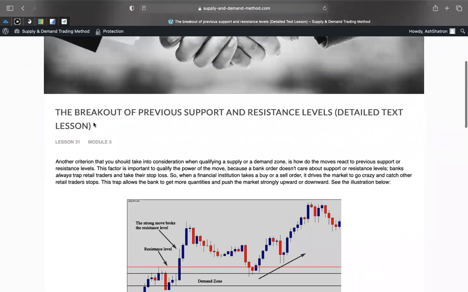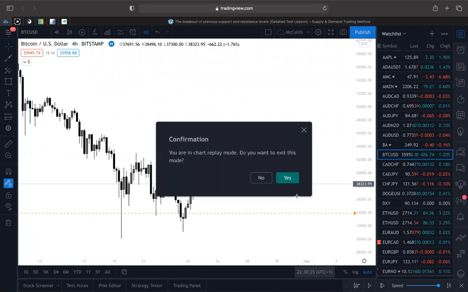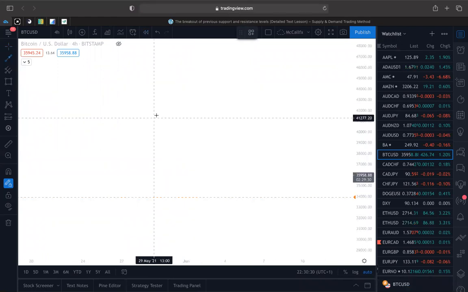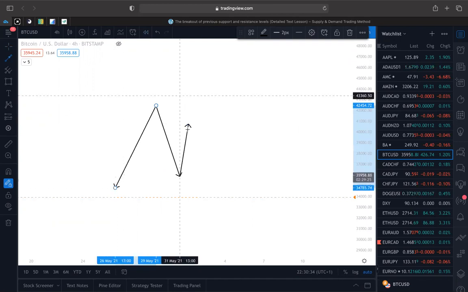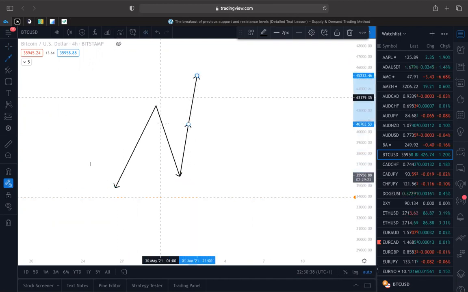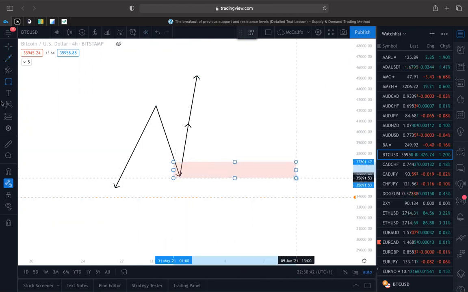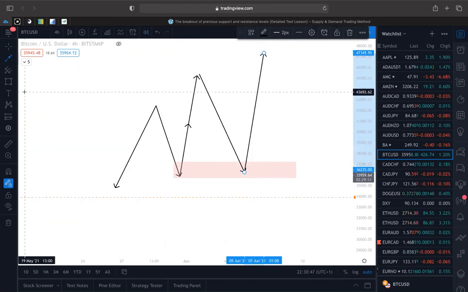There is something that you also have to take into consideration when it comes to the break of the previous support and resistance levels. Let's use this as an example. If I have a demand zone like this, and let's say we had a level around the side, which price broke. Once price breaks this level, price comes back here and then goes back up. It's saying the break of the previous resistance and support level.